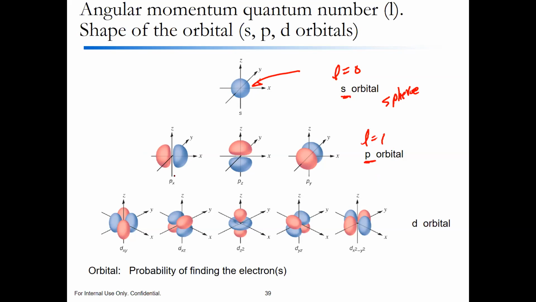Propeller shape. So this is more like a propeller shape. It's not a sphere shape. The probability is finding it here and over here. Why does it have this shape? Mathematically, that's what it tells us.